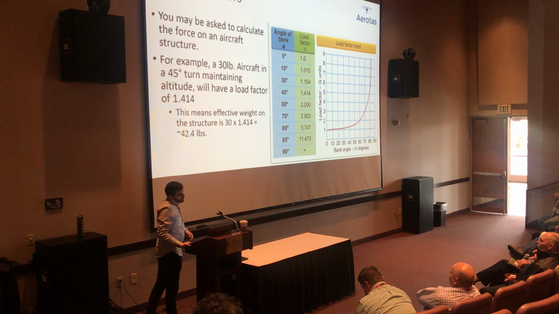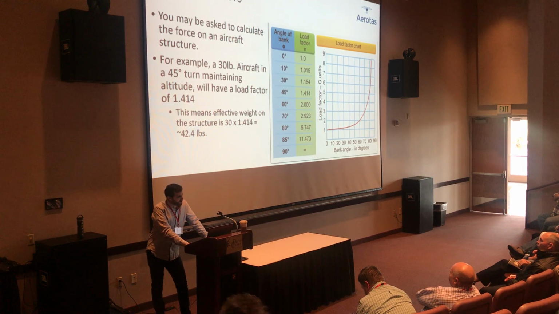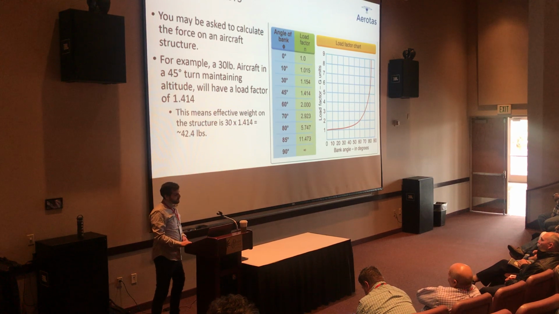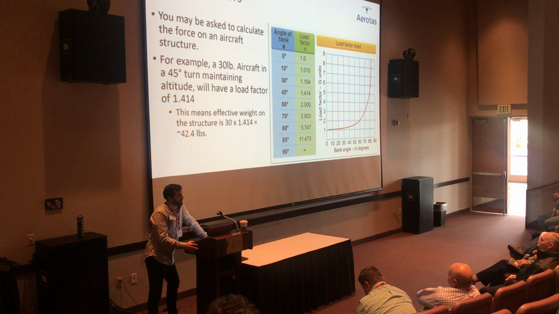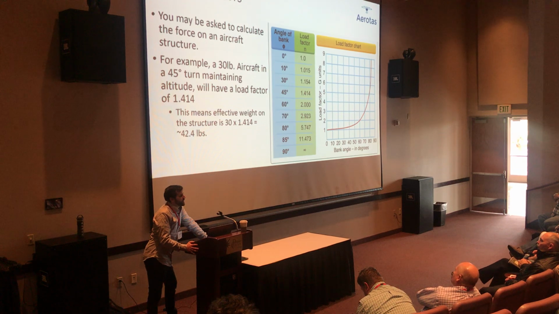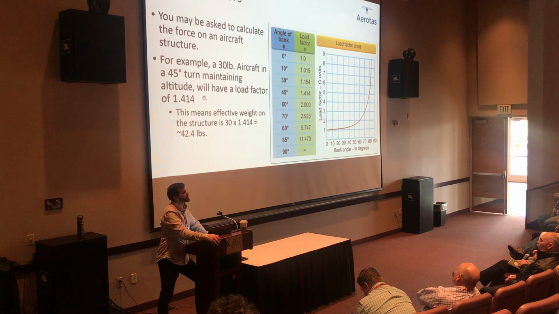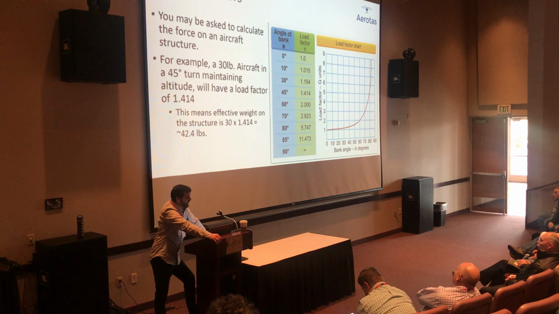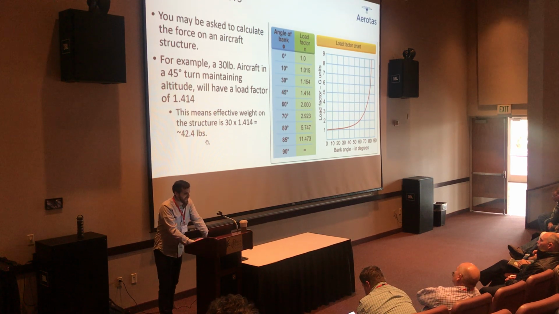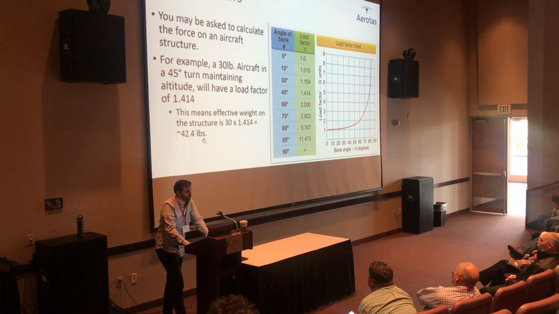So taking a fairly simple example here, an aircraft that weighs 30 pounds making a 45-degree turn while maintaining altitude. The question might say something along the lines of, a 30-pound aircraft is making a 45-degree turn while maintaining altitude. What is the effective force on the aircraft structure? The way to do that is we just look it up in this table. Okay, 45-degree turn, we look that up here, 1.414 is the load factor. That means the force on the aircraft structure is 1.414 times the weight of the aircraft. So you just multiply that out, and the answer to that question would be 42.4 pounds.